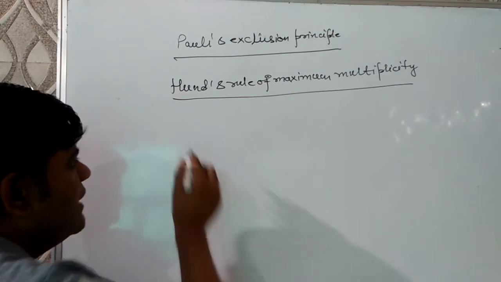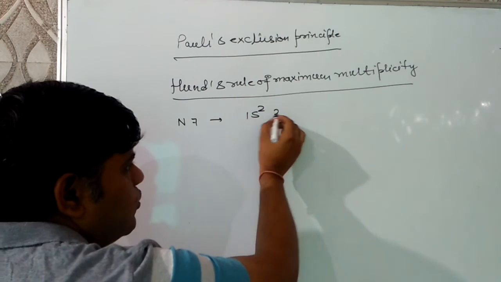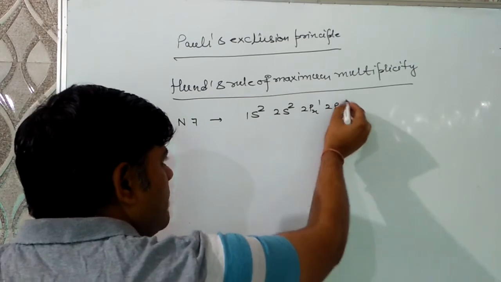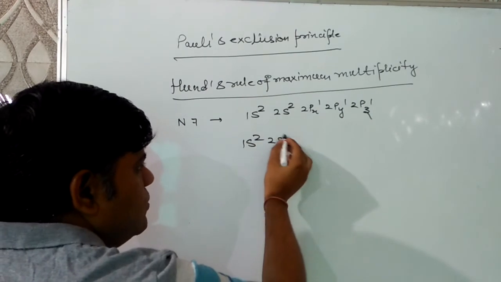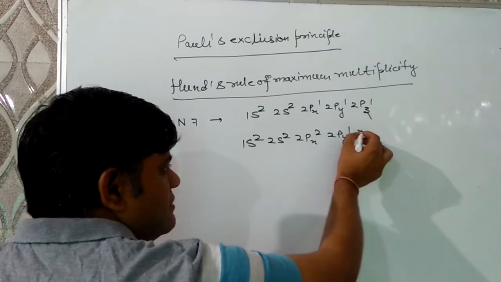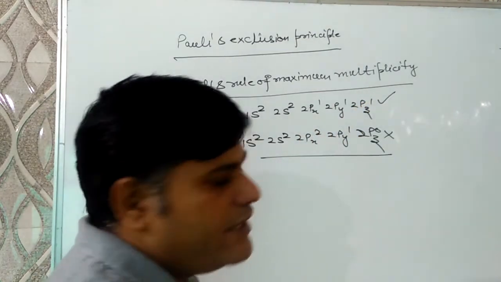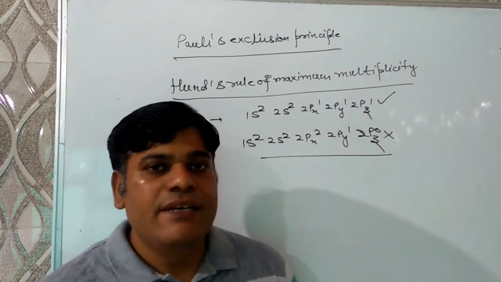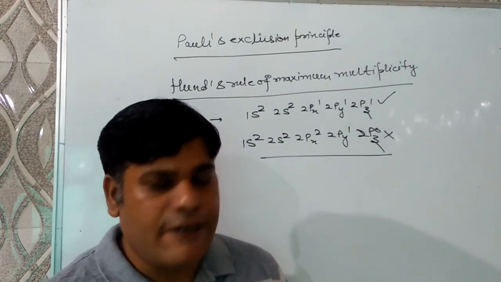For example, the nitrogen electronic configuration, we can write it 1s2, 2s2, 2px1, 2py1, 2pz1. But we cannot write it 1s2, 2s2, 2px2, 2py1 and 2pz0. The latter one is wrong, but the first one is correct. In a degenerate set of orbitals, meaning orbitals which have the same energy, they should first get electrons of the same spin, then pairing will start.